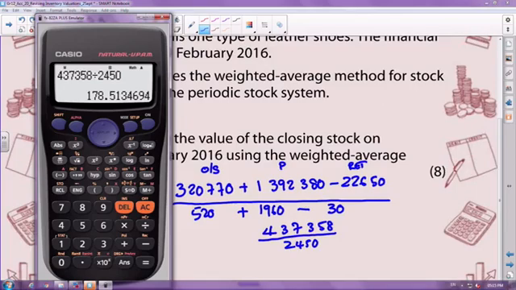Okay, I want you now for the next minute to determine what will be the value of my stock using the weighted average method. Continue from this calculation. You have 1 minute. Go for it.